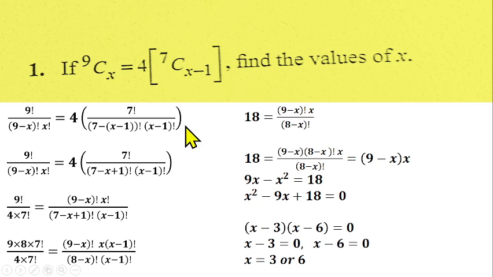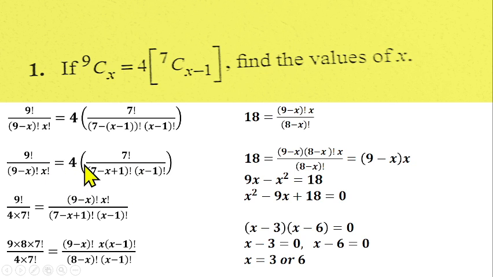We have followed the same principle of combination. So from there, what can be done? We can open this bracket here. You have 7 minus x plus 1 factorial, which is this, x minus 1 factorial. Then from there, we know that 4 will multiply this 7 factorial.